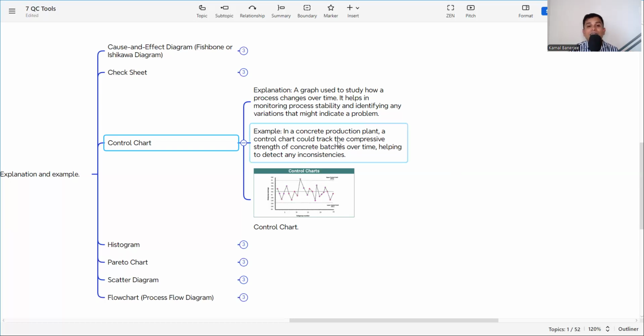As an example, in a concrete production plant, a control chart could track the compressive strength of concrete batches over time, helping to detect any inconsistency. As I gave the example, why is there a difference? Whenever we are making a control chart, we find there is a difference in compressive strength. So what is the reason? Then again we go to the check sheet, we do root cause analysis, and we can find out the reason behind that. In this way the control chart helps us find the underlying cause, and we can mitigate the defects.